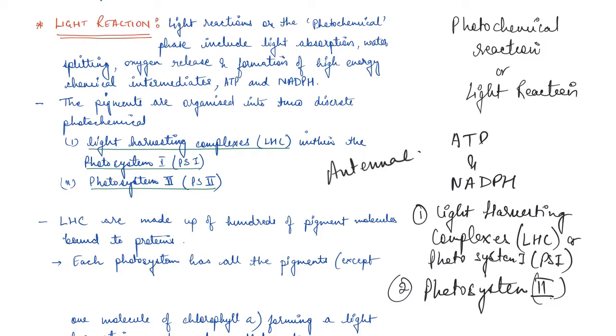Now the single chlorophyll A molecule forms the reaction center, remember, right? And this reaction center is different in both photosystems. In PS1, the reaction center chlorophyll A has an absorption peak of 700 nanometers, and in photosystem II, it is 680 nanometers, and that is why photosystem I is also known as P700 and photosystem II is also known as P680. This is because of the absorption maxima, which is at different wavelengths.